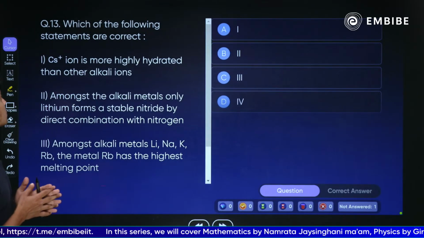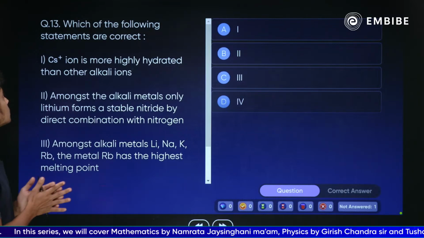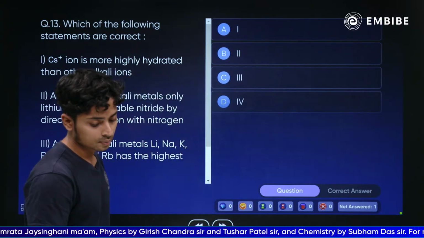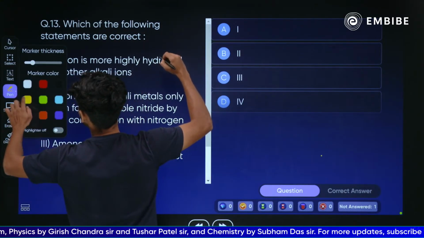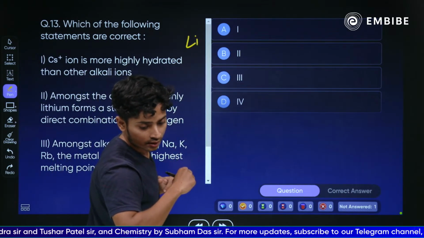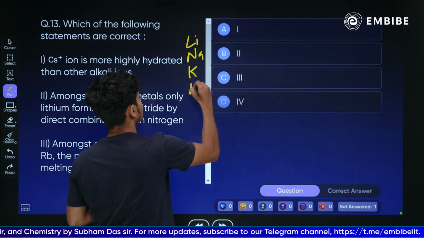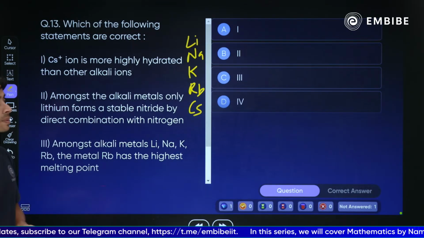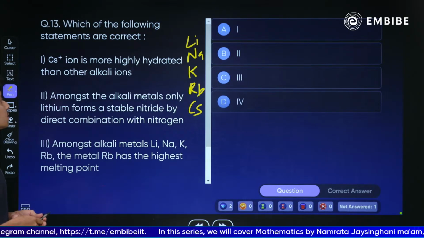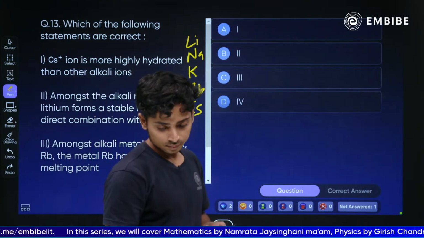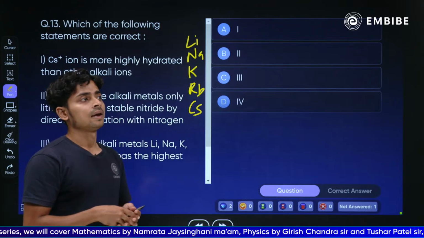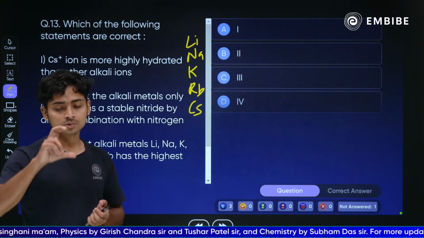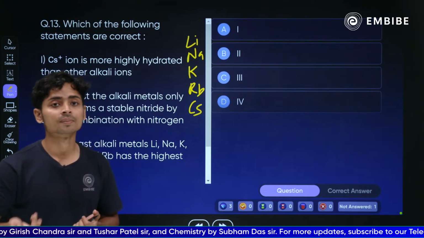Which of the following statements are correct? So this question is for the first group of the periodic table, the alkali metals. You have lithium, sodium, potassium, rubidium, cesium in the first group of the periodic table. Based on that, please answer. Cs plus ion is more highly hydrated than other alkali ions. So remember, the smaller the size of the cation, the more the hydrating power of the cation. The ion is small, so it can polarize the water molecules more and hydrate itself better.